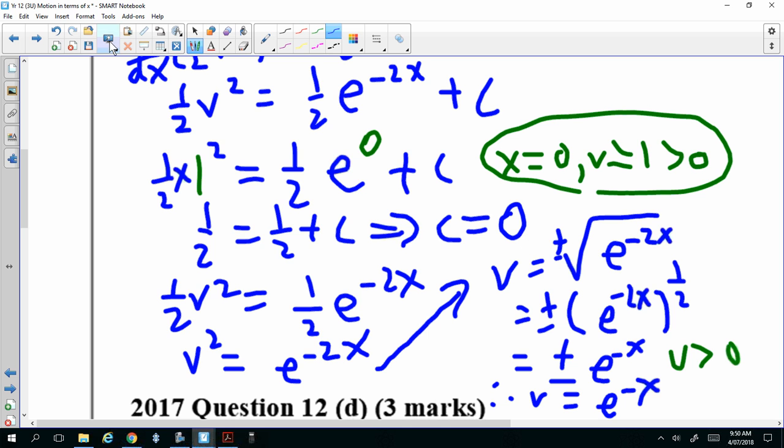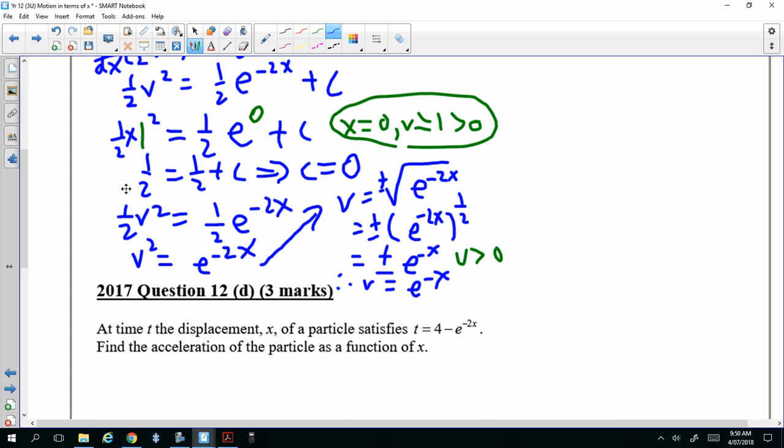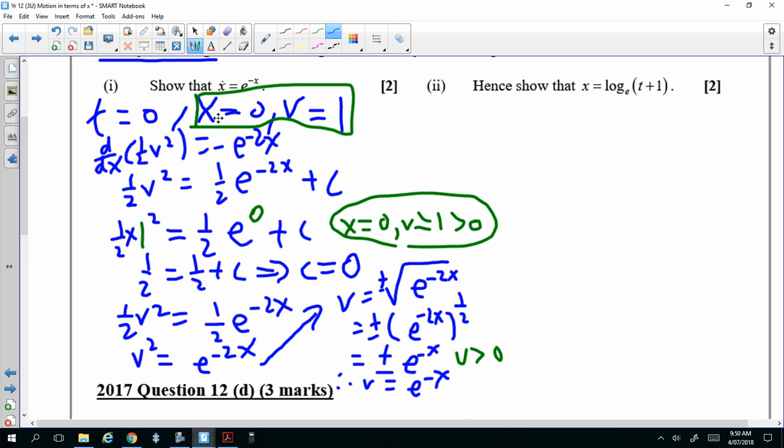Okay, good. Once we do this, we can then do the second part. We have to find x in terms of t, so you have to use this answer here. If you didn't get this answer at the beginning, just use it from the question. Write x dot equal to e to the power negative x. And to find x in terms of t, we have to write x dot as dx over dt.